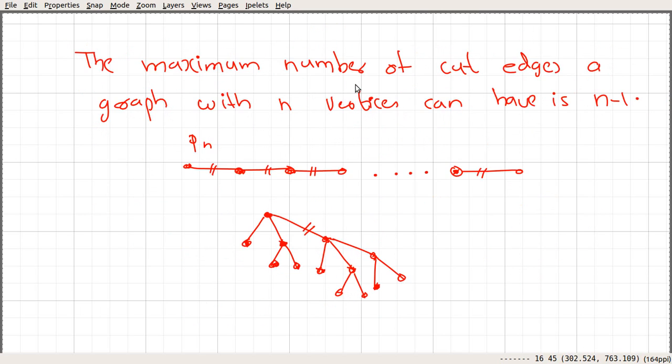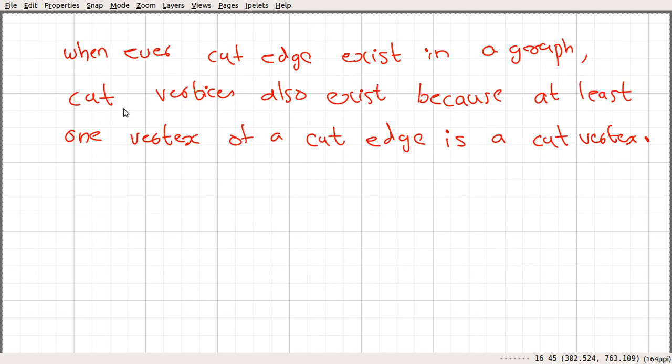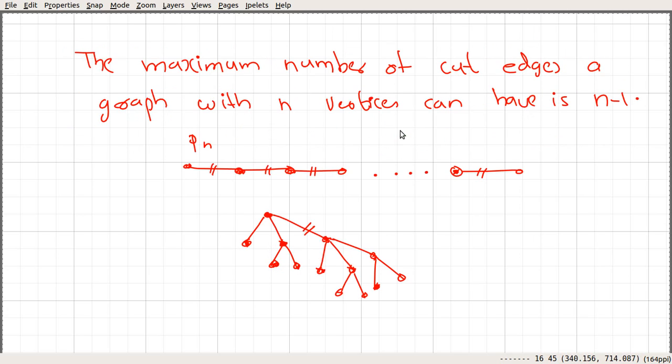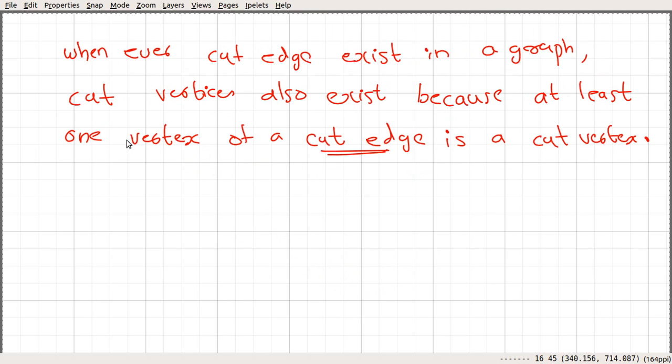But here we can see that if you look at any cut edge in a graph, cut vertices do exist, and at least one of the vertices of the cut edge is a cut vertex. Similarly, you can also see that from these graphs. If we look at any cut edge here and delete this vertex, the graph will become disconnected. Again the same is true here, and the same thing holds for path graphs also. All the internal vertices are cut vertices. So that says whenever a cut edge exists, cut vertices also exist in the graph. The other way may or may not be true.